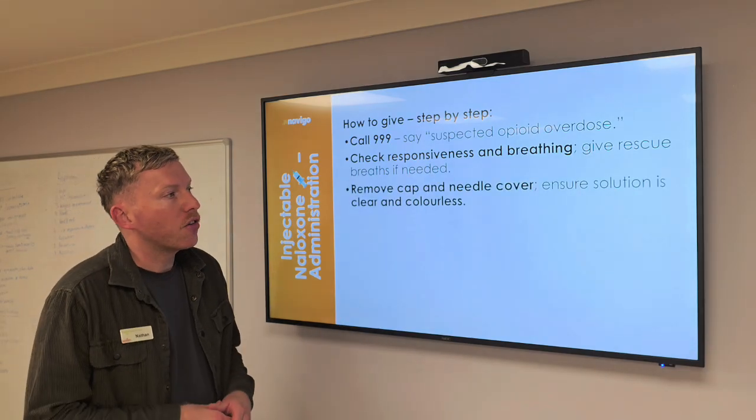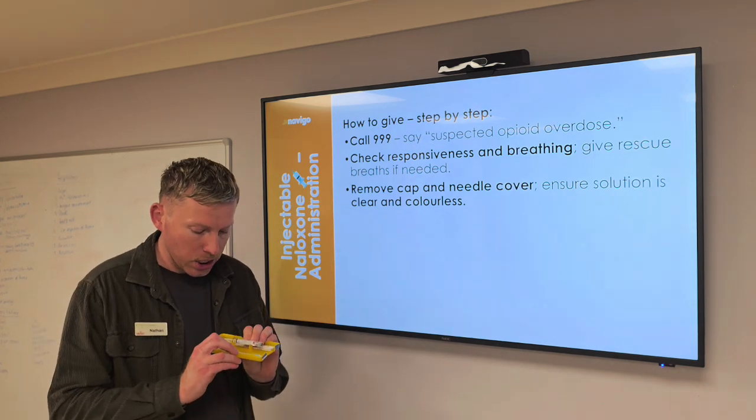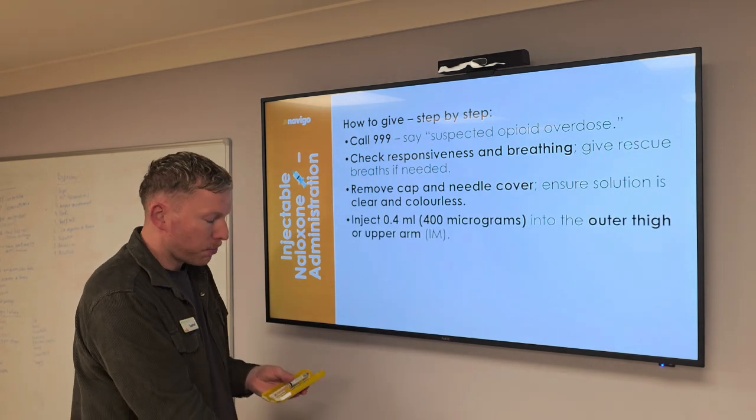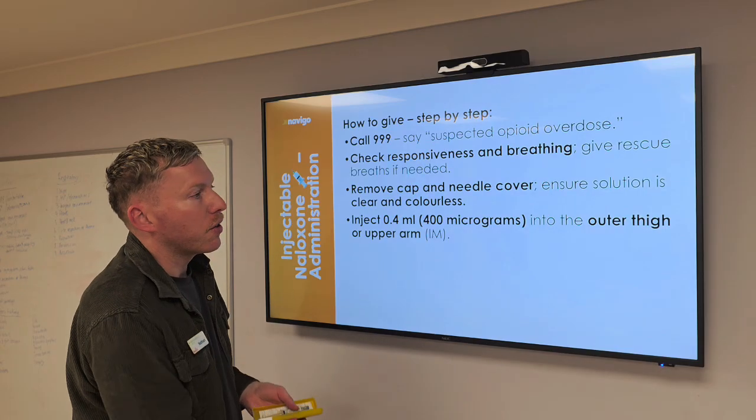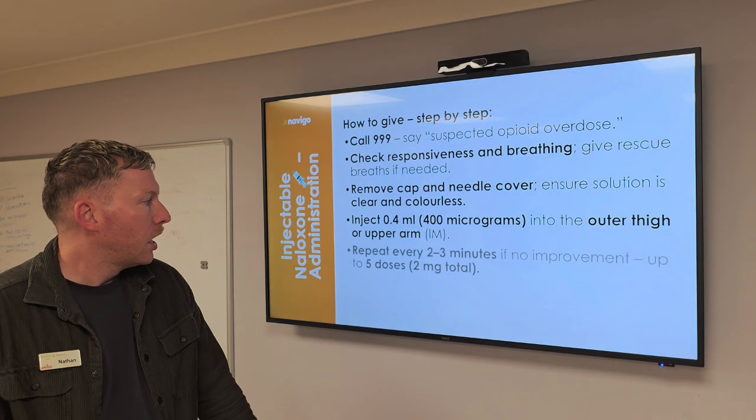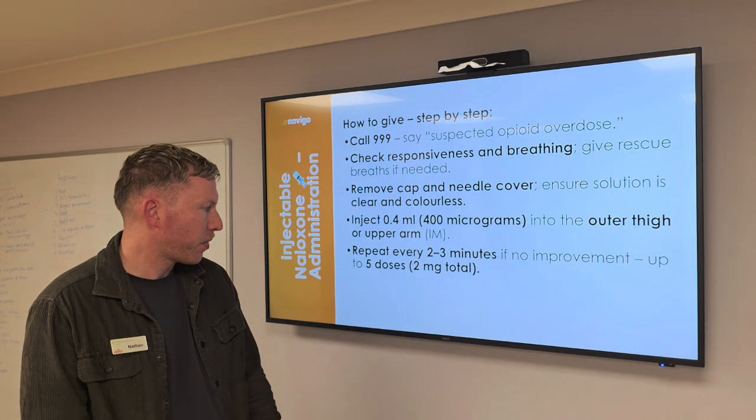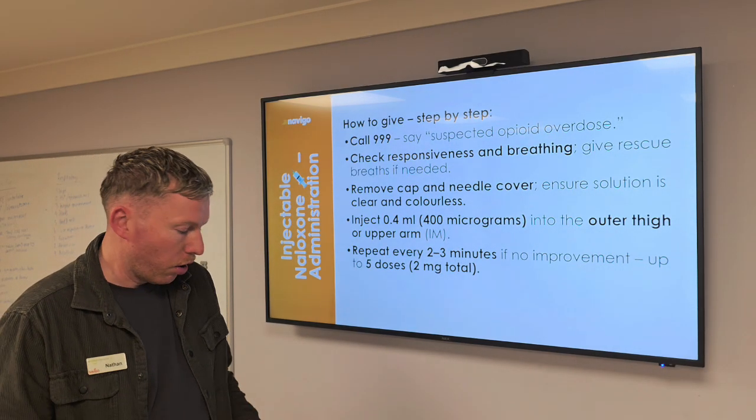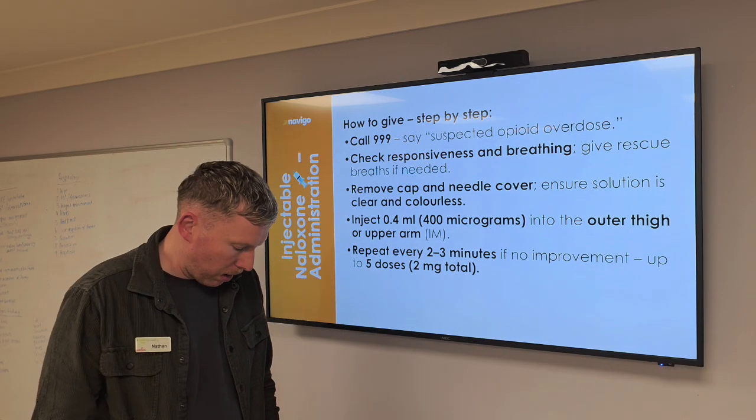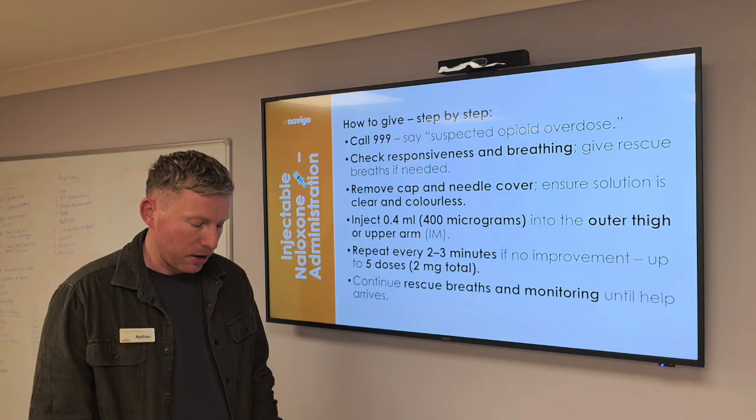Remove the cap and needle cover. Ensure that solution in that pen is clear and colourless. Inject 0.4, or 1 dose, into either the thigh or upper arm in an IM technique. Repeat this every 2 to 3 minutes. If you're not seeing an improvement, do it again, up to your max of your 5 doses or your 2 milligrams. Continue rescue breaths and monitoring until help arrives.